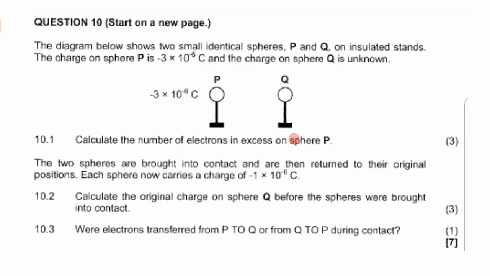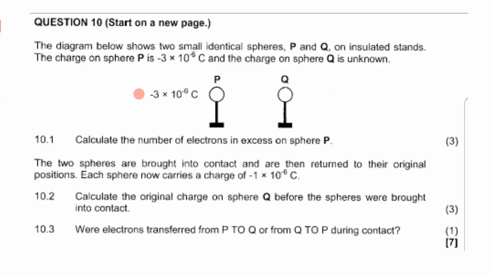So in order to calculate that one, we use the formula N is equal to Q over E, right? Now the E is the constant, -1.6 times 10 to the exponent of -19 coulombs. So this is the charge on an electron, right? Then the Q here represents the charge of sphere P, right?